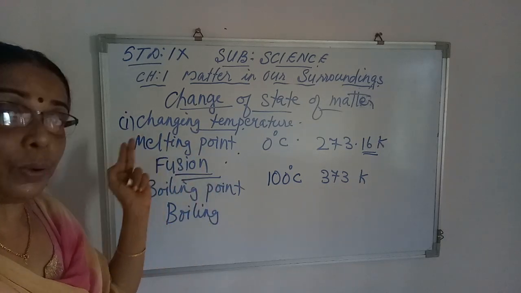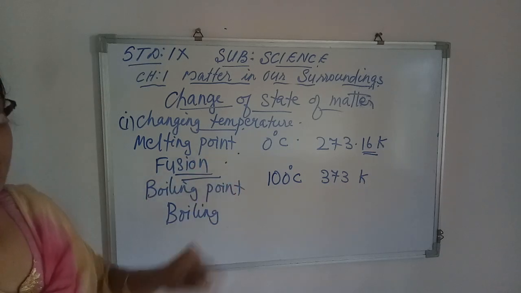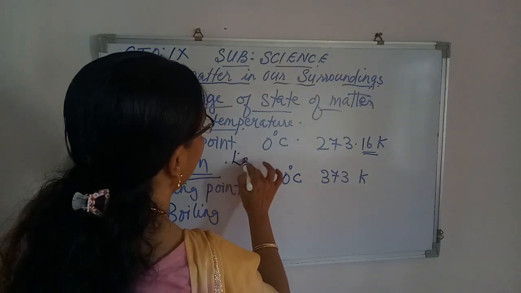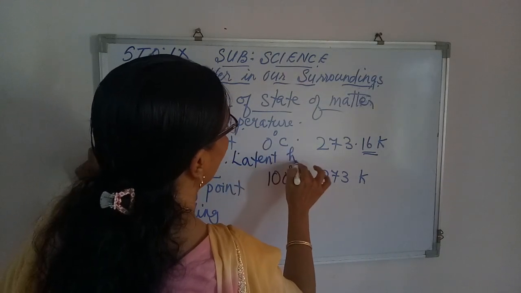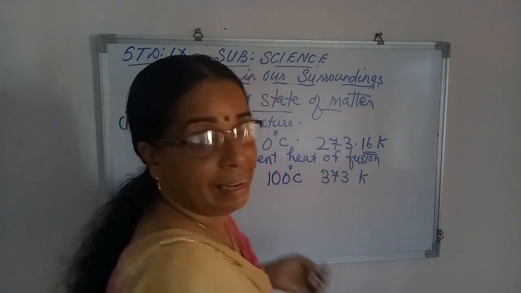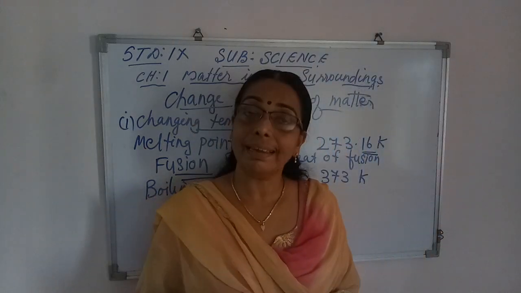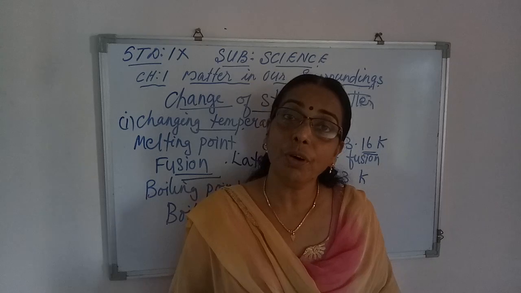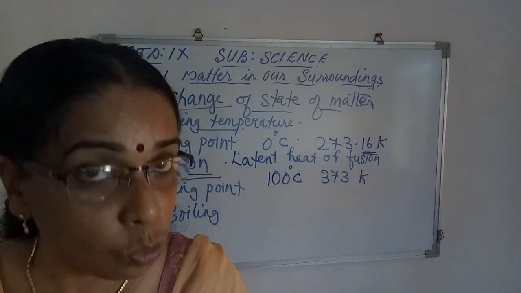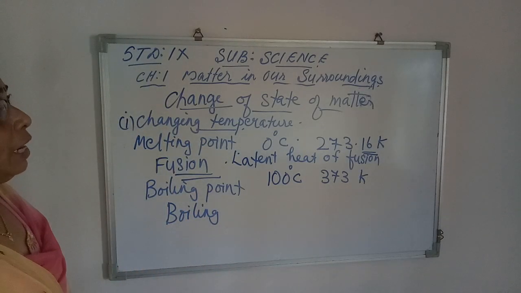And when you heat, this heat which is absorbed by the solid is known by the name latent heat of fusion. So what is meant by the latent heat of fusion? The amount of heat required to convert 1 kilogram of solid to liquid state. This is called latent heat of fusion.